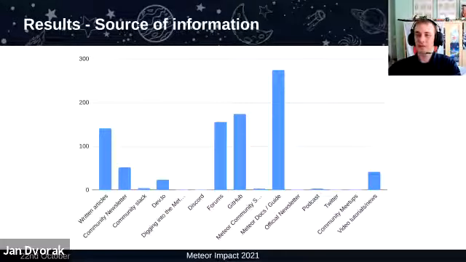So the results on sources of information, I think compared to the previous year, this was much more diverse, and it has kind of shrunk to a couple of places. So forums and GitHub remain strong as always. Same with the Meteor Docs and Guide, which I would say probably has increased compared to previous years.